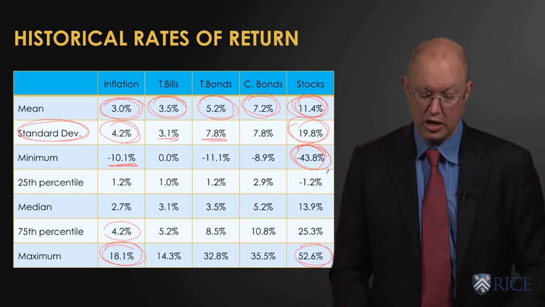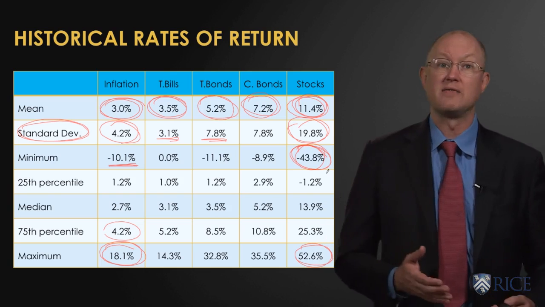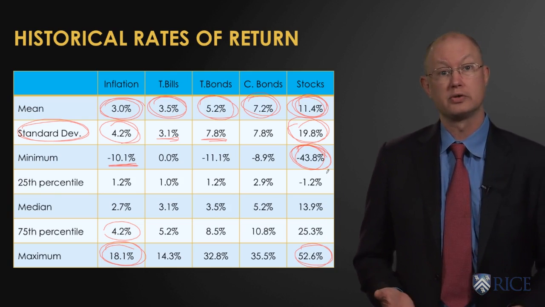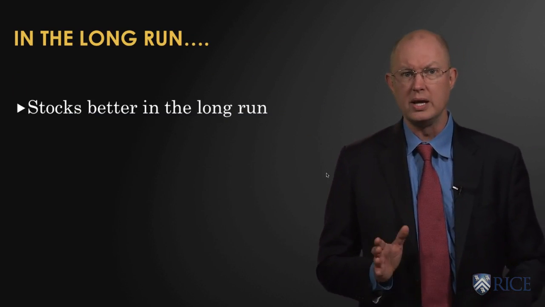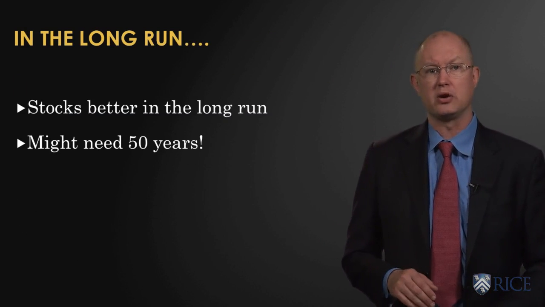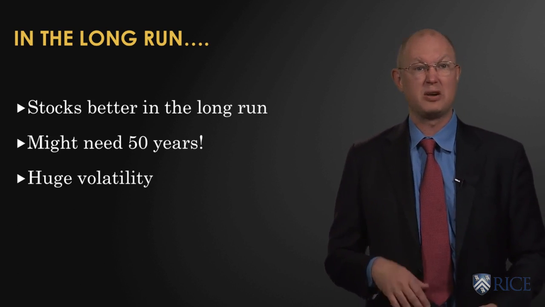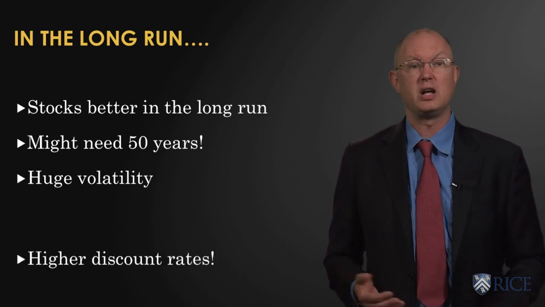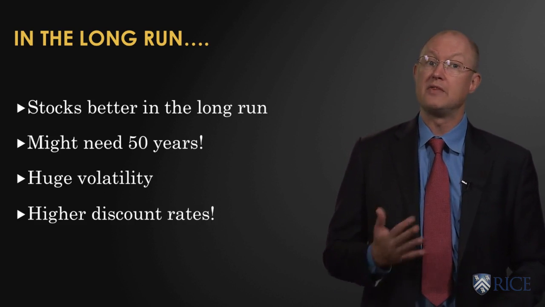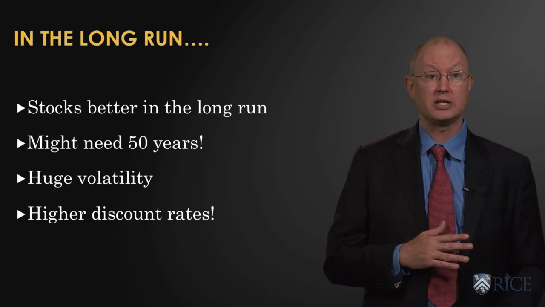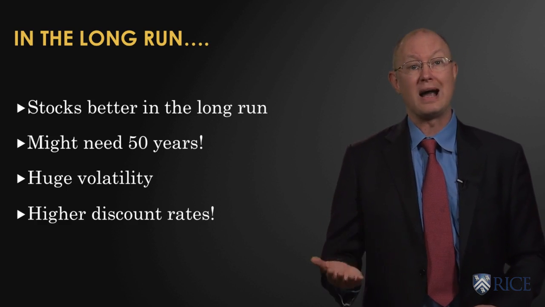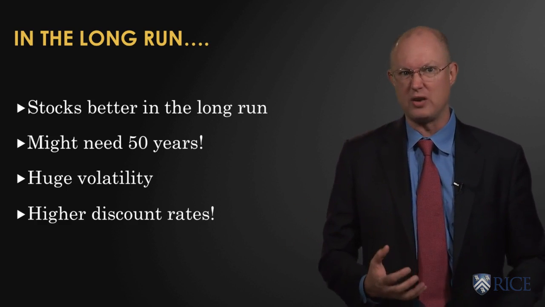So if I think about the trade-off between risk and return, stocks have an awful lot more risk than do treasury bonds. In the long run, stocks tend to do better, but you might have to wait 10, 20, 30 years for them to do a lot better because they wiggle so much. They have a huge volatility. That means that if I put my money in stocks as an investor, I'm going to require a higher discount rate. I need a better rate of return. Otherwise, why not just put my money in treasuries?